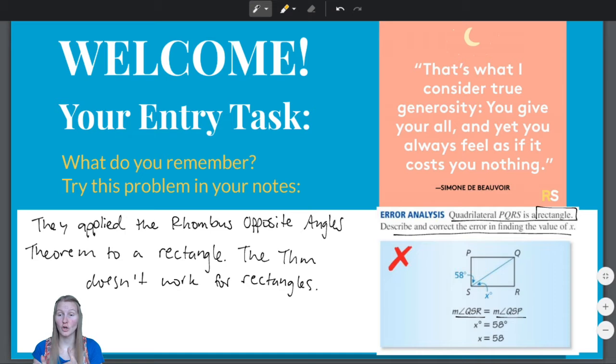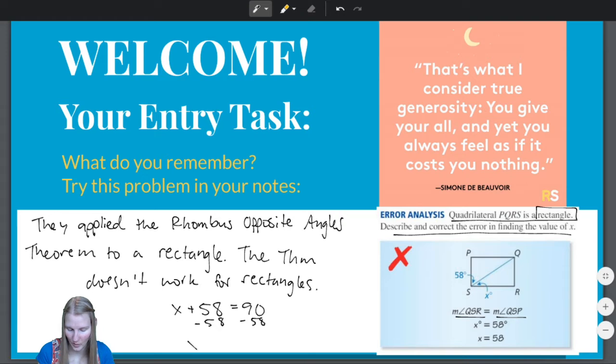The way that they could find angle x is, we know that in a rectangle, every angle is a 90-degree angle. So what we could say is x plus 58 equals 90 degrees. Subtract 58 from both sides, and x is 32. So that's how they could find x. They're not equal, they're complementary. Complementary, they add up to 90 degrees. Okay? Wonderful. That's a nice review from the last video.